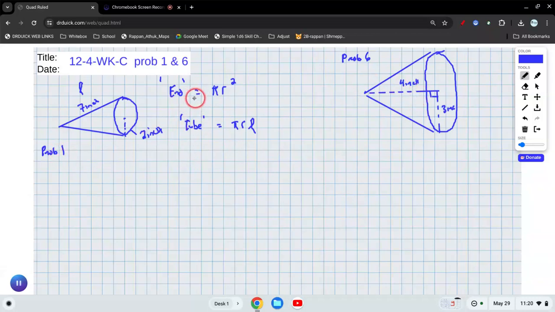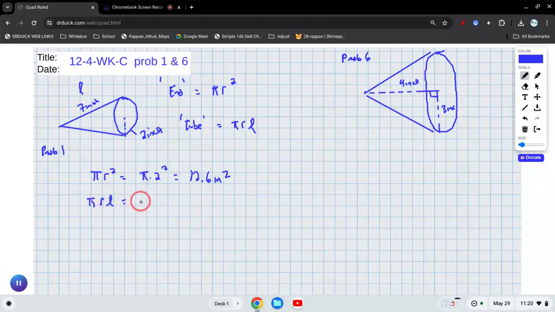So let's just do the end of this thing first. The end is pi r squared, which is equal to pi times 2 squared. Take out your calculator. Remember, you've got a pi key, which makes this a whole lot easier. Second function, arrow up, is pi, times 2 x squared. You get 12.6 inches squared.